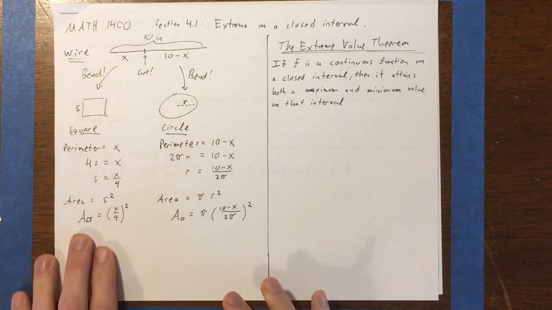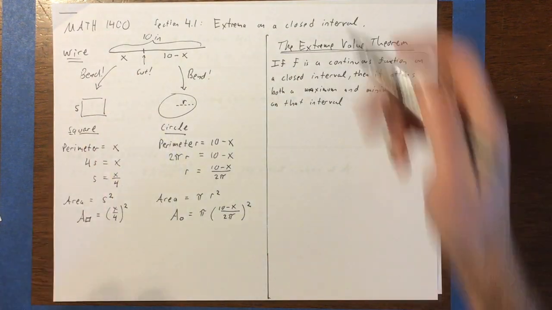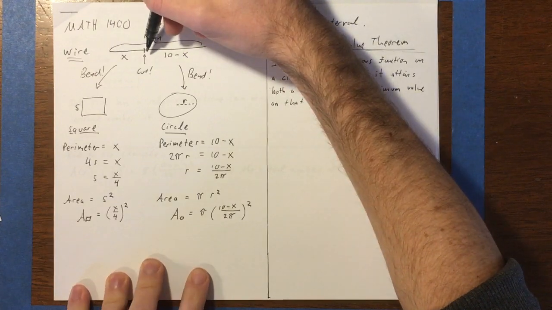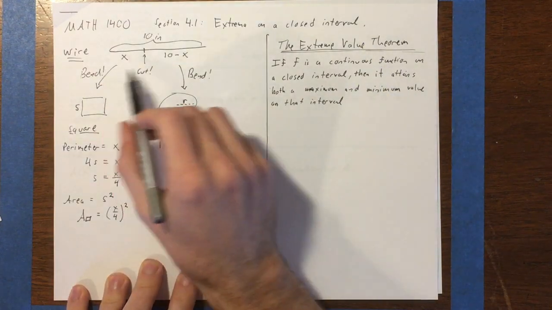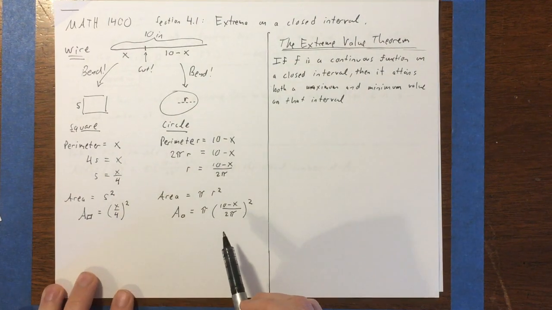So now what we have is the area of the square and the area of the circle both as functions of x, so that wherever we cut this wire, determined by the value of x, we will now be able to calculate from that knowledge alone, directly, the areas of the two shapes.